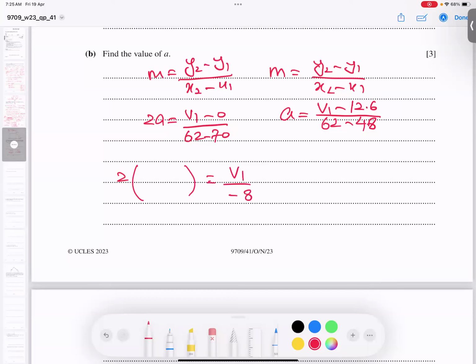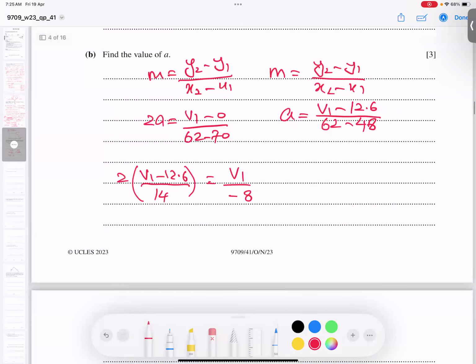And this is what, students? This is the same, I'm copying here. V1 minus 12.6 by the gap. And the gap is very clear. So 62 minus 48, it is coming 14. So this is a 14. Now I can work on and get V1.